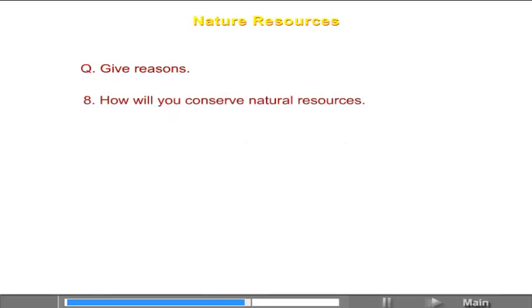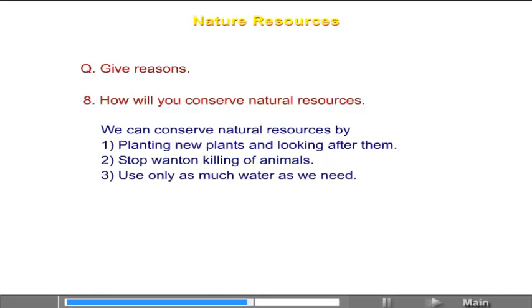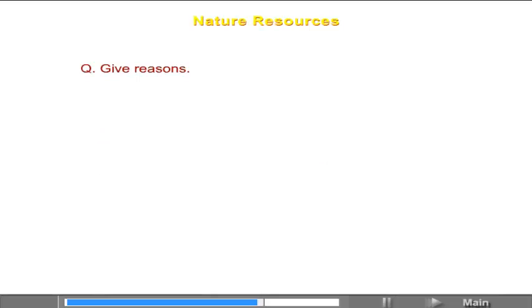How will you conserve natural resources? We can conserve natural resources by planting new plants and looking after them. Stop wanton killing of animals. Use only as much water as we need.